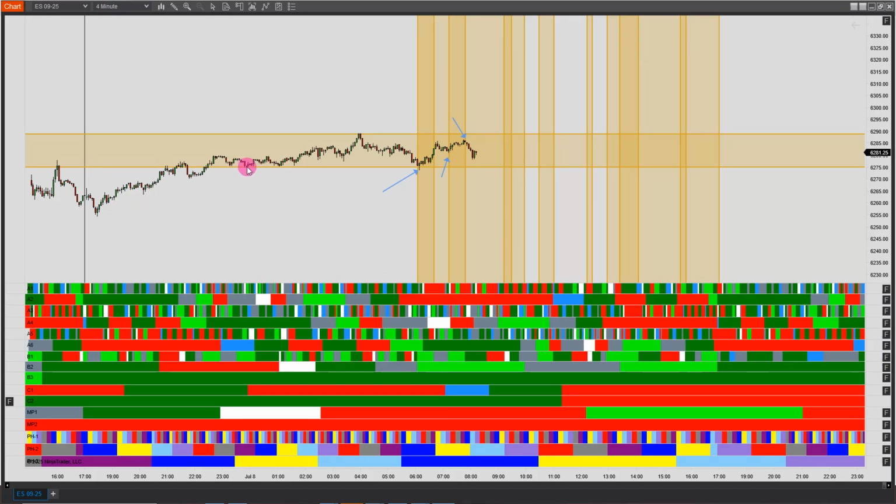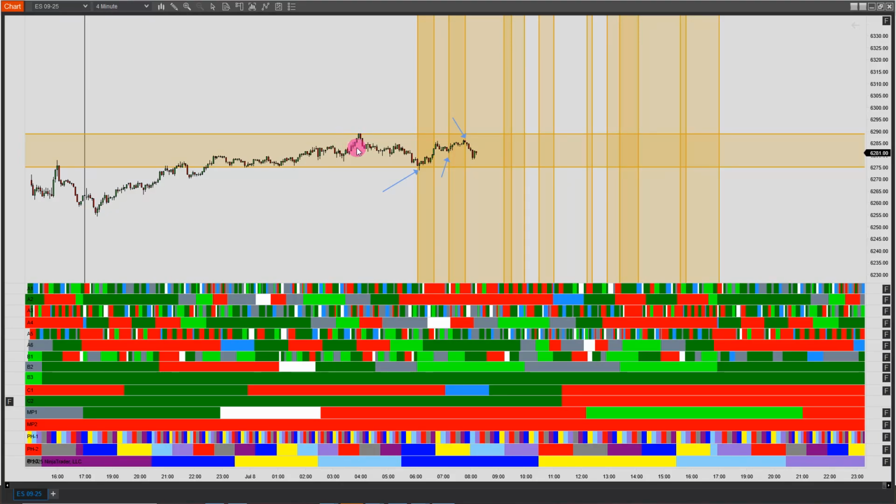I've also bracketed out the overnight price action from midnight forward, or late in the evening, 2300, 2200 forward. And then we had this long, narrow consolidation, which is kind of normal for that time of the day.